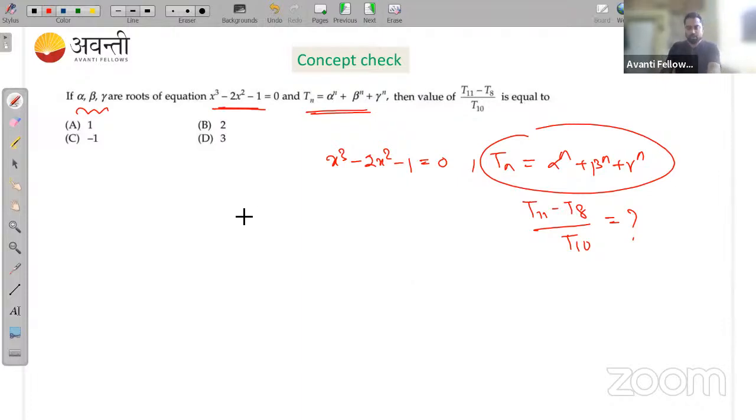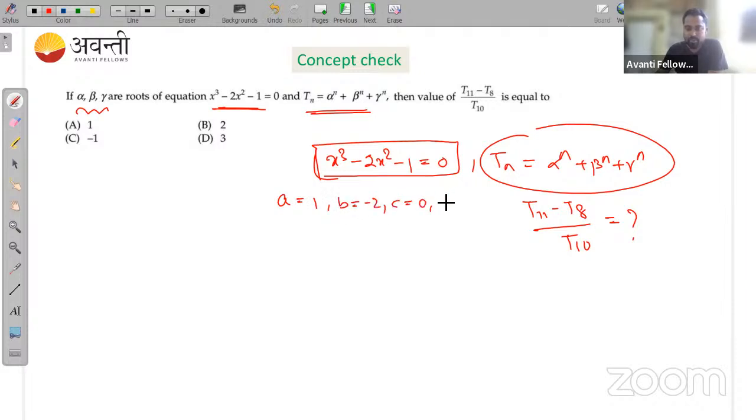So here we have a cubic equation, right? A is equal to 1, B is equal to minus 2, C is equal to 0, and D is equal to minus 1. Because it is a cubic equation, we have 4 coefficients. So the condition will be: A into Sn plus B into Sn minus 1 plus C into Sn minus 2 plus D into Sn minus 3 is equal to 0.